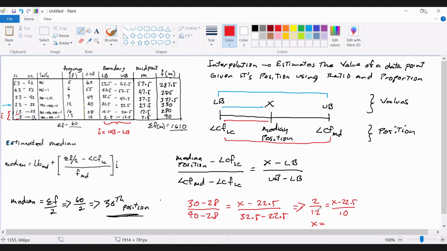What do you get? 24.1666. Okay. Compare to the one that we solved using the formula. Same. It's the same. Okay.